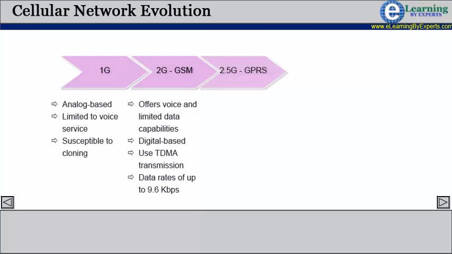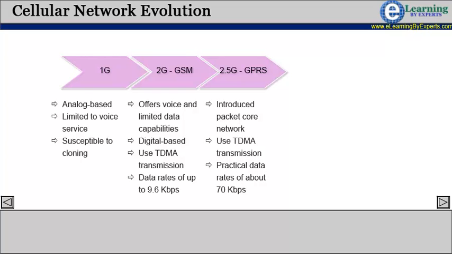General Packet Radio Service, GPRS, introduced the packet core network and the cellular network. 2G cellular technology combined with GPRS is described as 2.5G, that is, a technology between the second, 2G, and third, 3G, generations of mobile telephony. It provides moderate speed data transfer by using unused time division multiple access, TDMA, channels in, for example, the GSM system. GPRS offers practical data transmission rates of about 70 kbps.